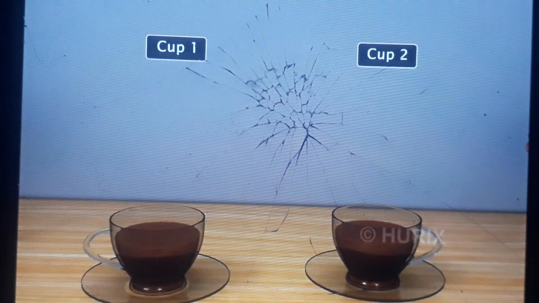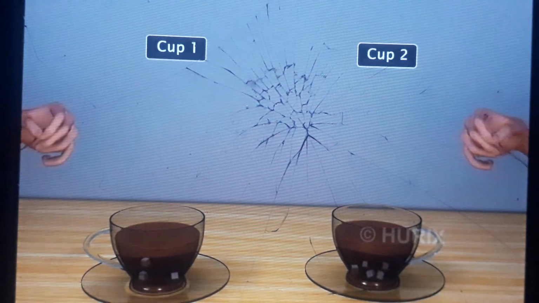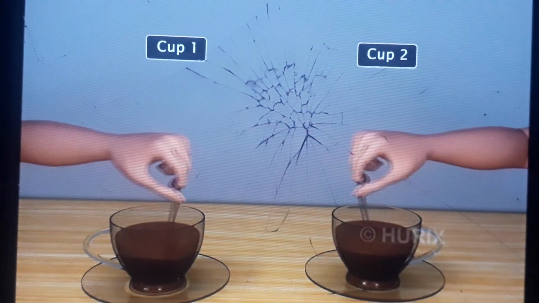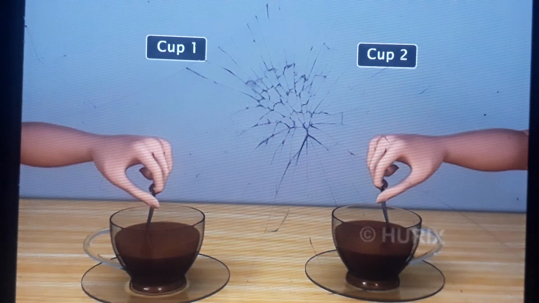To understand this, let us take 2 glasses of tea. Add 3 sugar cubes to glass 1 and 5 sugar cubes to glass 2. Which is sweeter? The tea in glass 2 is sweeter than the tea in glass 1. Why? Because the amount of sugar present in the second glass is greater. We say that the second glass has a higher concentration of sugar and the first one is more dilute.